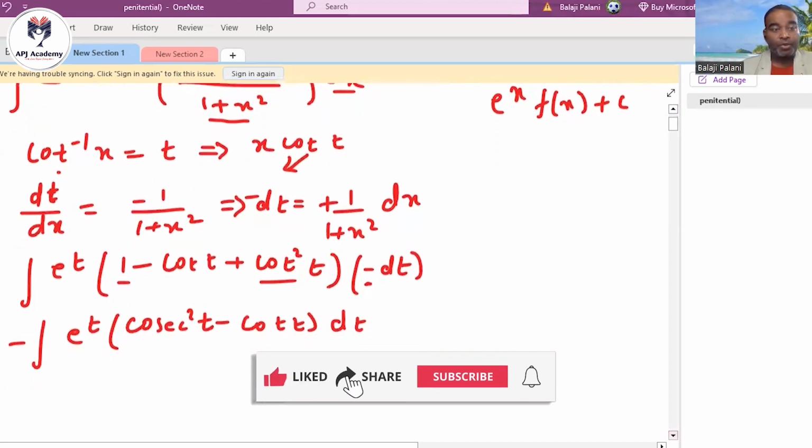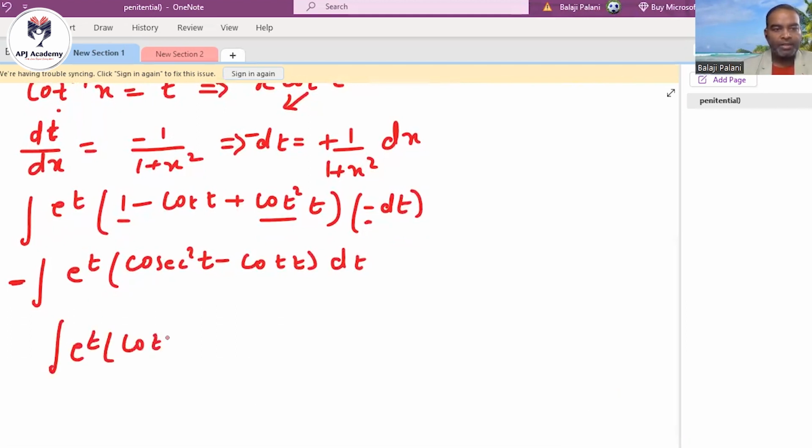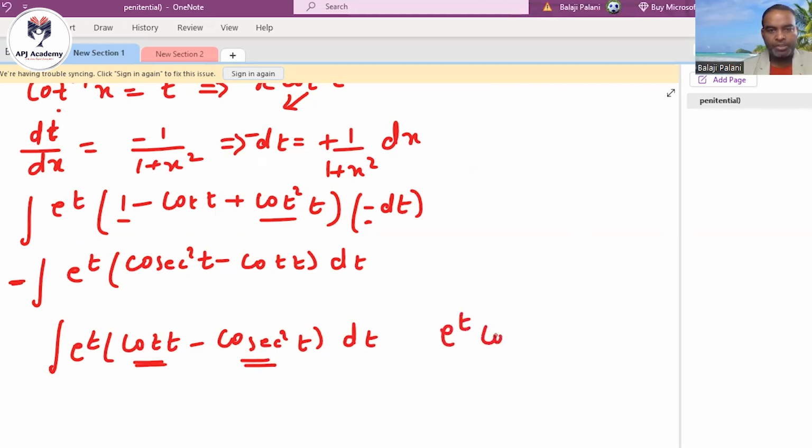Okay, now you can also use this minus sign again. If we bring it inside, we get e power t cot t minus cosecant square t dt. When you bring this minus inside, the two terms swap, right. Okay, so now this is exactly in the standard form. This is the function, this is the derivative. So the result for that will be e power t into the function, which is cot t, plus c. Okay, this will be your answer.